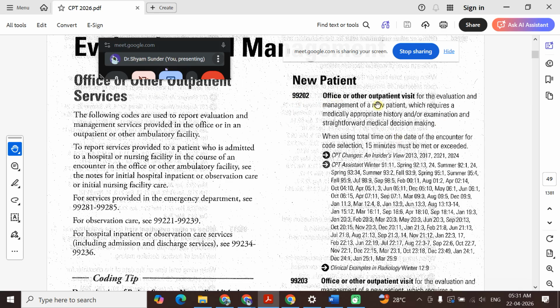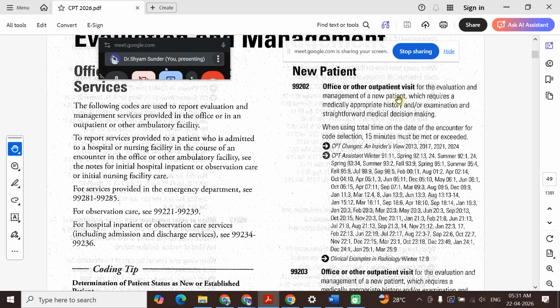In this, you have every information. You know the place of service. This is office, and with the new or established, also in this new patient, and the MDM portion. The component history and examination is also mentioned. At the same time, the level of MDM is also mentioned. MDM, medical decision making level, straightforward in this case. And time is also mentioned for 99202, that is 15 minutes. So the E/M code will have all the elements that are required for assignment.